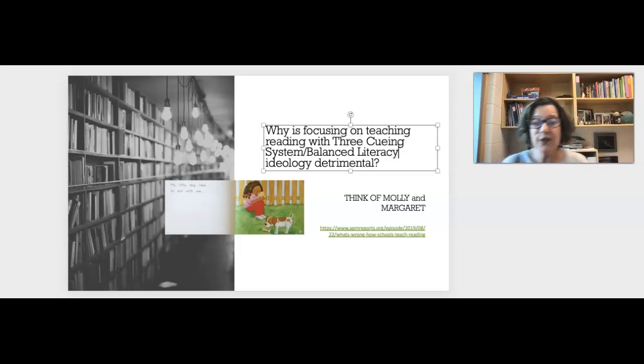Several of these interventions and curricula operate under the understanding that students use multiple sources of information or cues to solve words. Those can include the letters on the page, the context in which the page appears, pictures, or the grammatical structure of the sentence. So that's the fundamental concept behind balanced literacy.